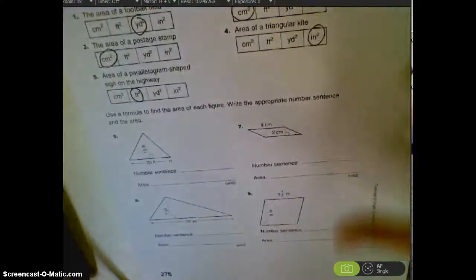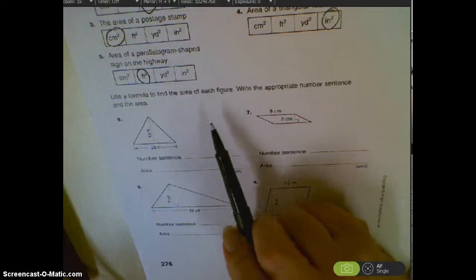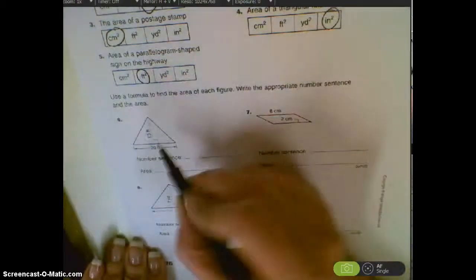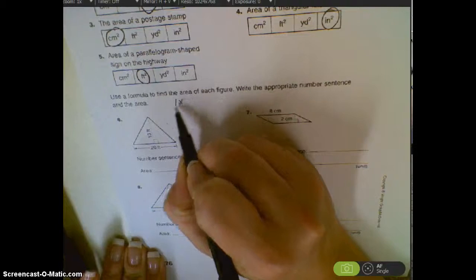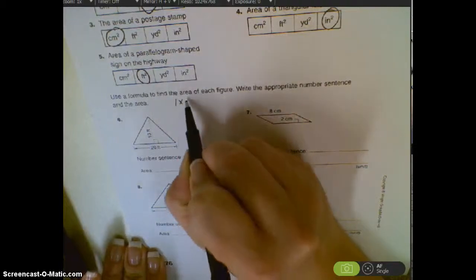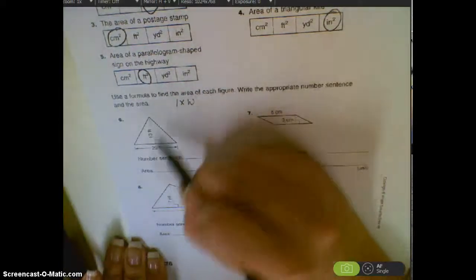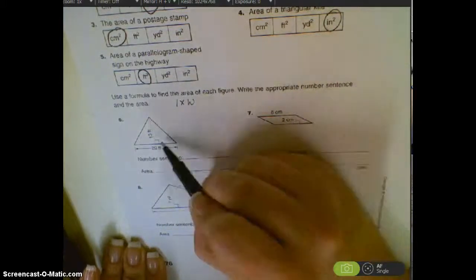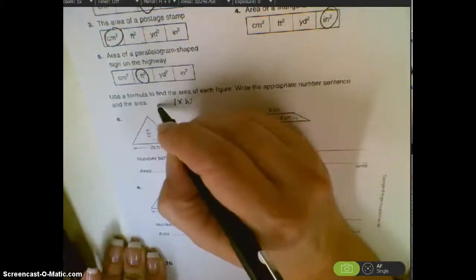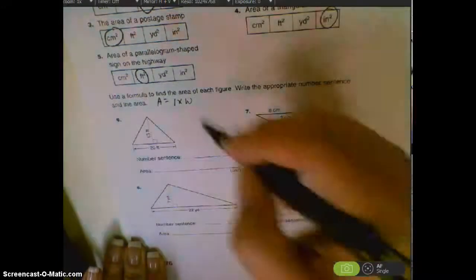Number 6. This time now we're using a formula to find the area of each figure. Remember, we're going to be talking about base times height or length times width. I'm trying to have my 5th graders go with length times width because when we get into 3D shapes that's more important. Length times width for the parallelograms, but then remember for triangles, you need to divide it by 2.